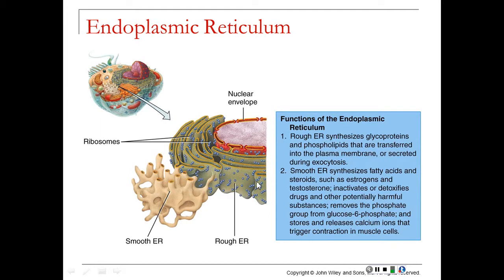Ultimately, the rough ER is going to synthesize glycoproteins as well as phospholipids and transfer them to the plasma membrane. The smooth ER is going to make fatty acids, steroids, estrogen, testosterone. It also acts as a detoxifier, so it helps remove potentially harmful substances. It can also release calcium ions to trigger muscle contractions in muscle cells.